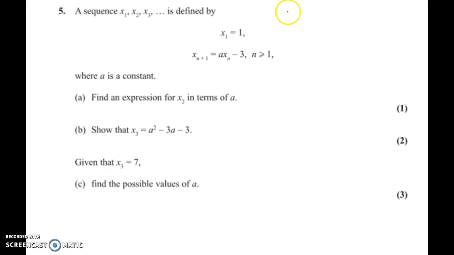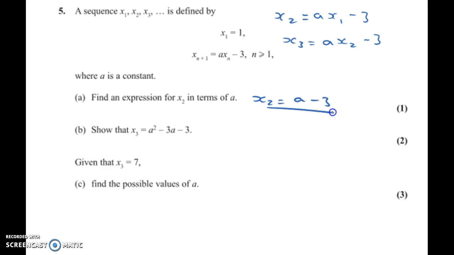Okay, on to question 5. To find x2, we will be doing ax1 minus 3, and to find x3, we'll be doing ax2 minus 3. So part A says find an expression for x2. x2 is a times x1. x1 is just 1, so it's a minus 3.